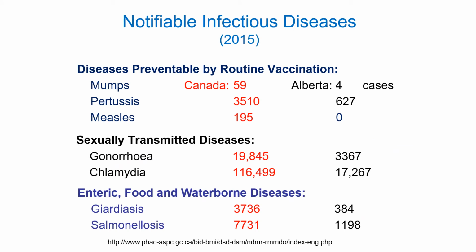So if you take a look, here's a list of some diseases that are considered notifiable. This was the most recent data I was able to find. You can see some of these are just diseases that are preventable by routine vaccination. So mumps, pertussis, and measles. And you can see the number of cases in Canada in 2015 and the number of cases in Alberta. Sexually transmitted infections, enteric water and foodborne infections. So all of these things are usually preventable in some manner or another. So if we can track them, then we can maybe educate people or find the source and figure out ways to reduce their transmission.